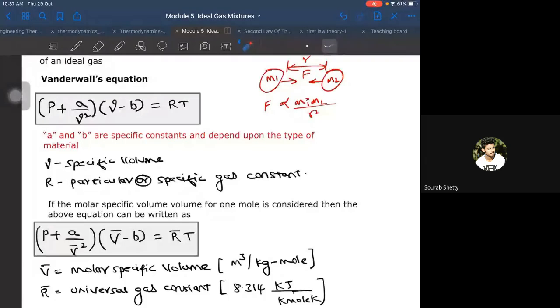Okay, Siddesh. So repeat both the equations, specifying each and every term. First, say the complete equation. Later, tell me what is P, what is a, what is b, what is R, and what is T. Similarly, go with the other one. Make it fast, Siddesh. P plus a divided by v square into v minus b is equal to RT. What is P? P is pressure.